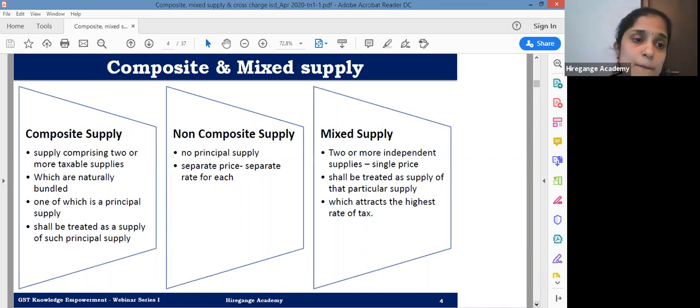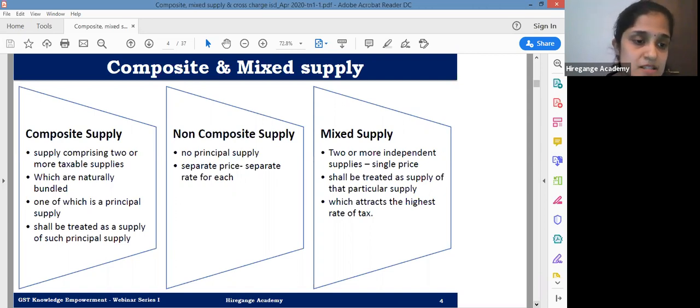Composite supply is one which is made up of or comprised of two or more taxable supplies which are naturally bundled in the normal course of business of the supplier, wherein one of them is the principal supply. And the treatment would be based upon what is the principal supply. You may ask, what is meant by a principal supply? A principal supply is one which is predominant in the entire bundle or in the entire bouquet of offerings, wherein I can give you a couple of examples.